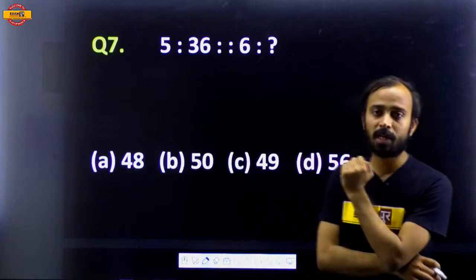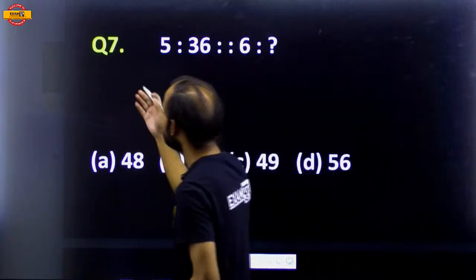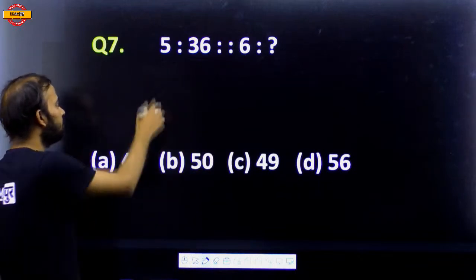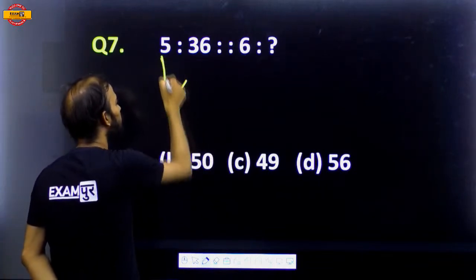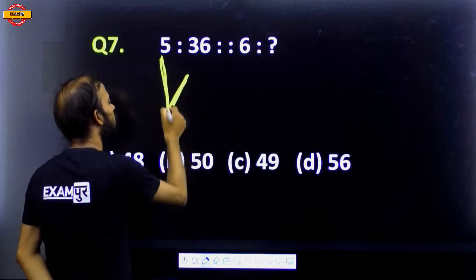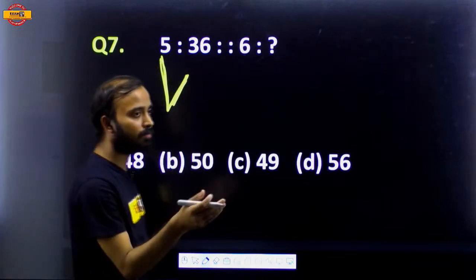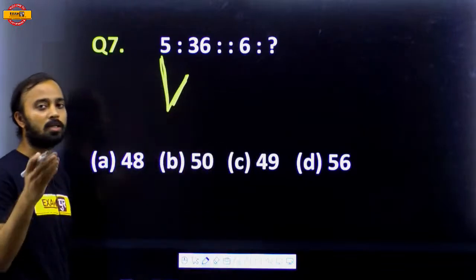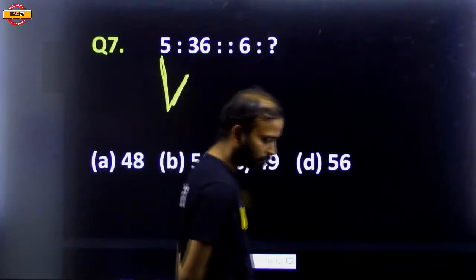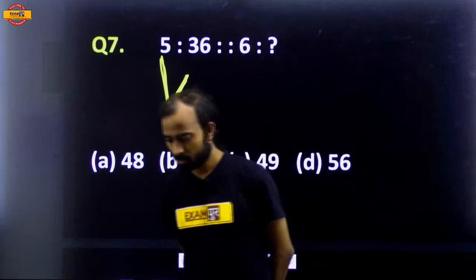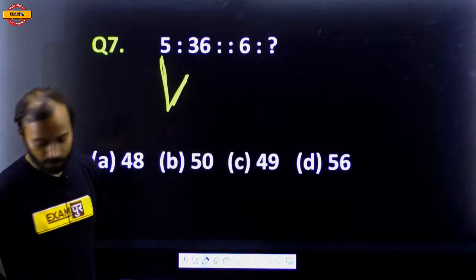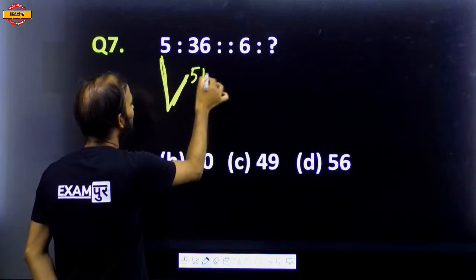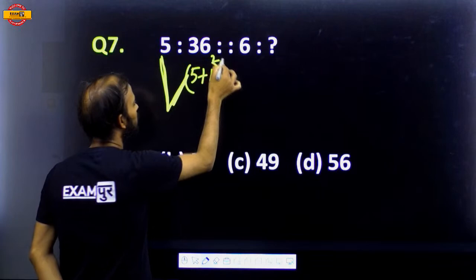What will be the answer of the given question? 5 is related to 36. Similarly, 6 is related to what? If you want to go from 5 to 36, 5 से 36 के पास जाना है, what should you do exactly? 49, simple, it's 5 plus 1 whole square.